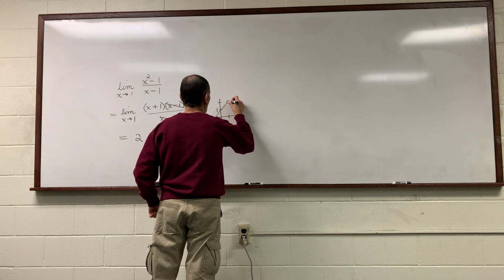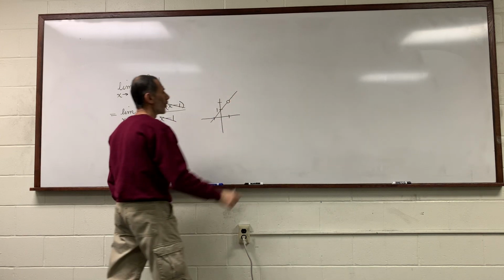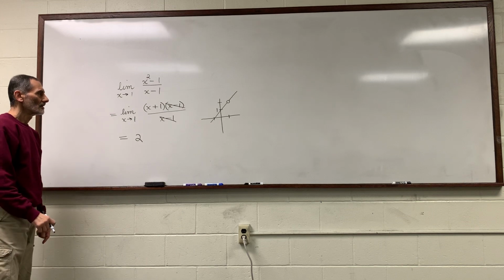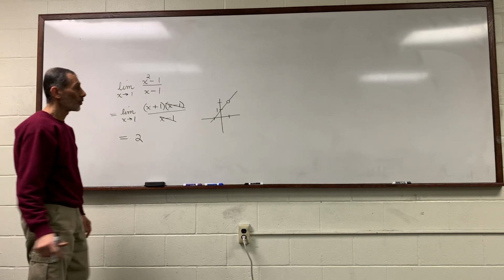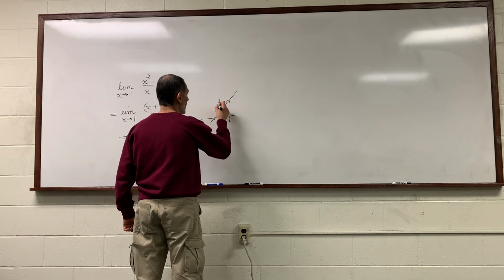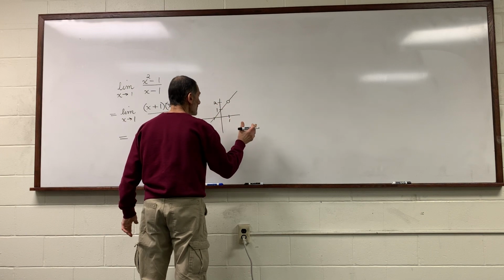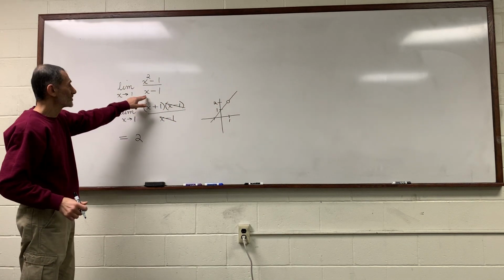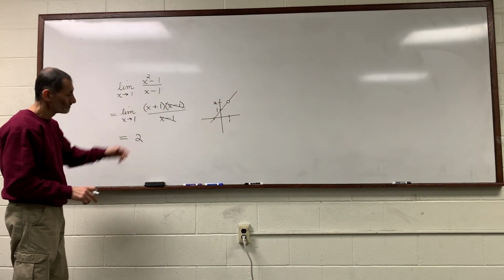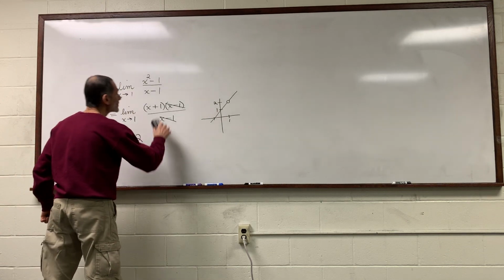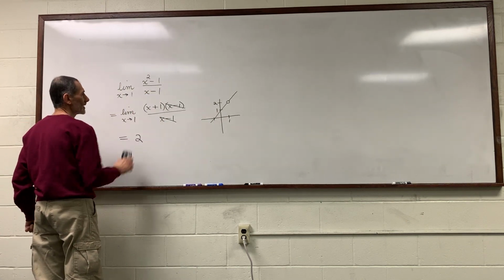1, 2, we had a hole. As x approaches 1, y approaches 2. The limit exists, even though the function is not defined at x equals 1. That was one method we used, factoring and canceling.